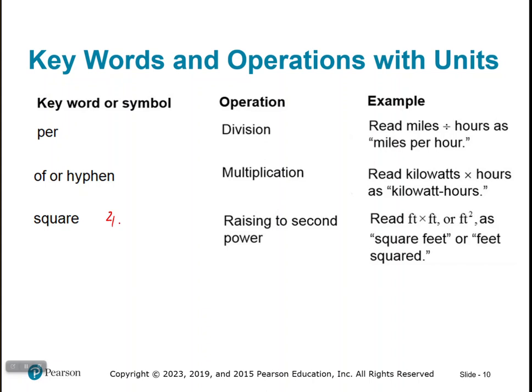4 square feet. Pretend that's a 4. Fancy 4. It means it's 2 squares that are each a foot long in one direction and 2 squares in the other direction. Notice this makes a square. That's why it's called square feet. It will always make a square of some sort.